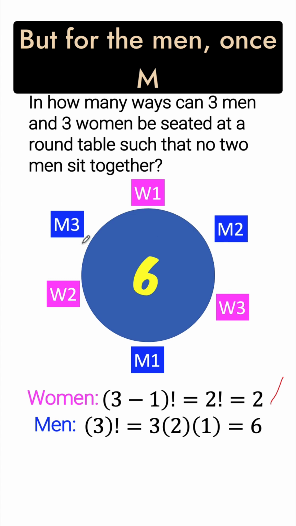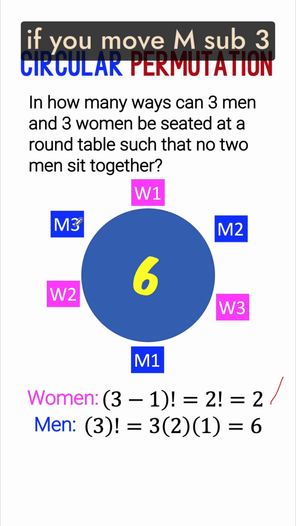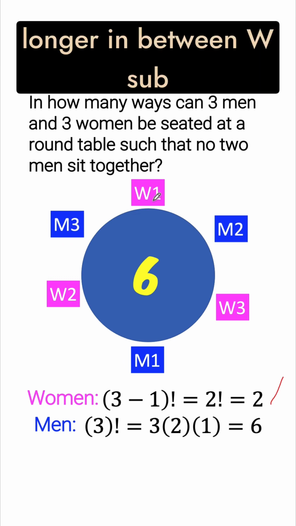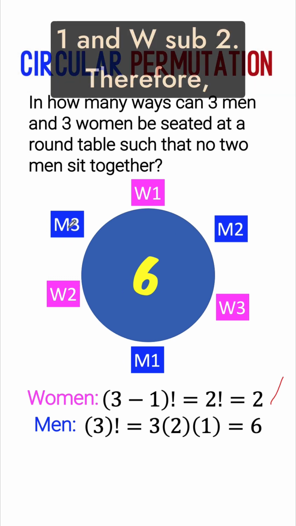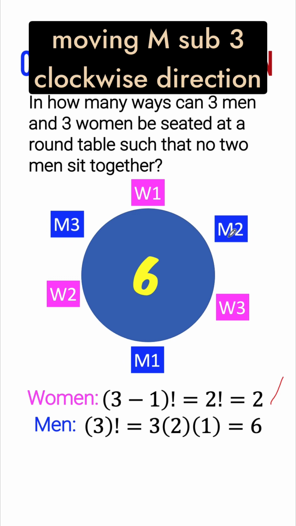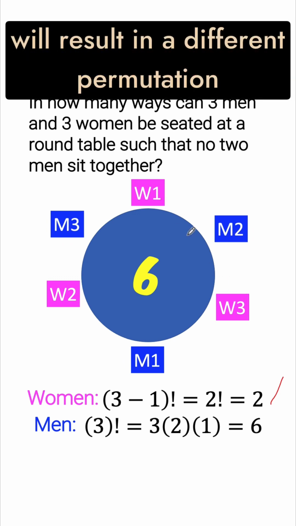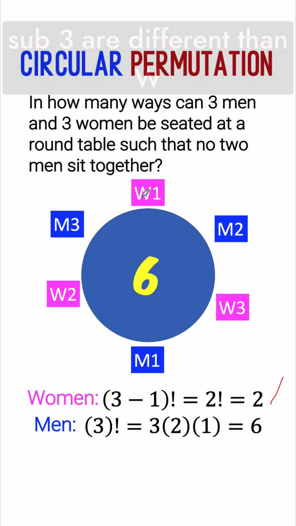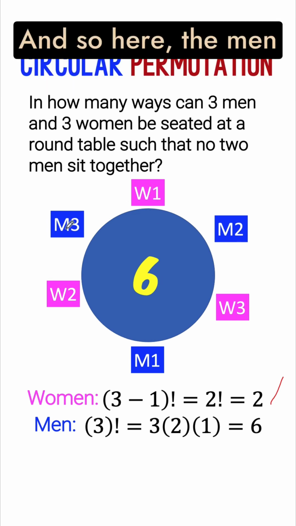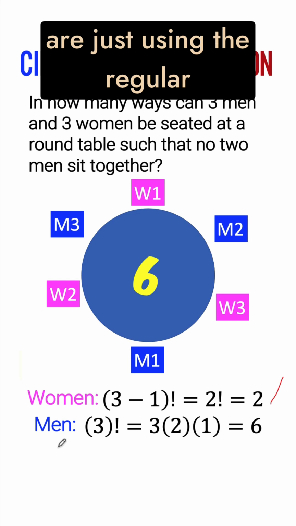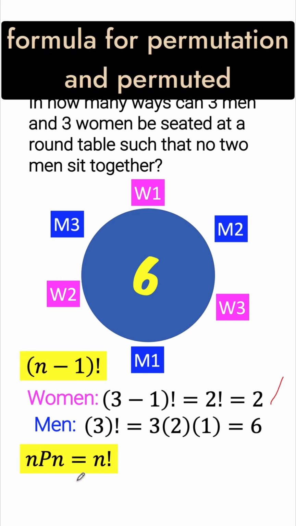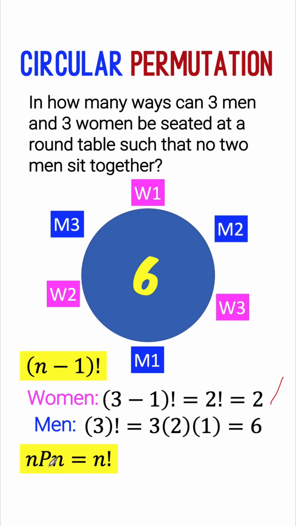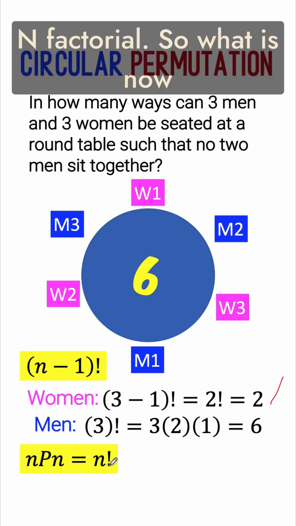But for the men, once M sub 3 is here, for example, if you move M sub 3 to this position, he is no longer in between W sub 1 and W sub 2. Therefore, moving M sub 3 in the clockwise direction will result in a different permutation because W sub 1 and W sub 3 are different than W sub 1 and W sub 2. And so here, the men are just using the regular formula for permutation, n permuted r at a time, where r is equal to n. And therefore, this is just equal to n factorial.